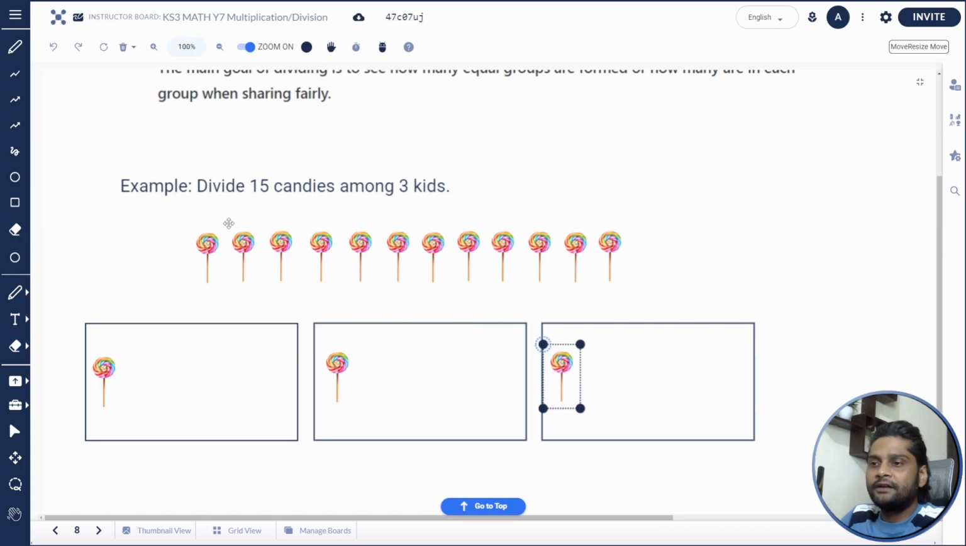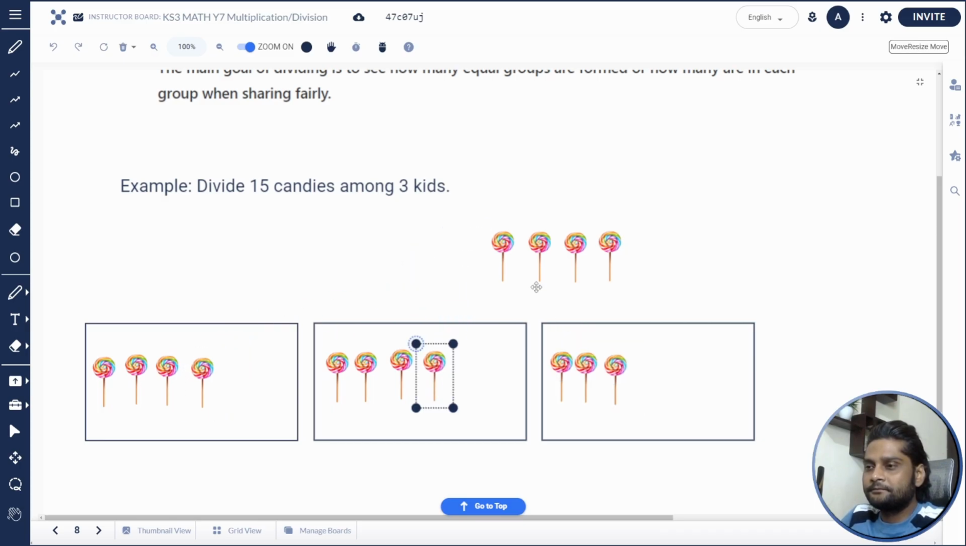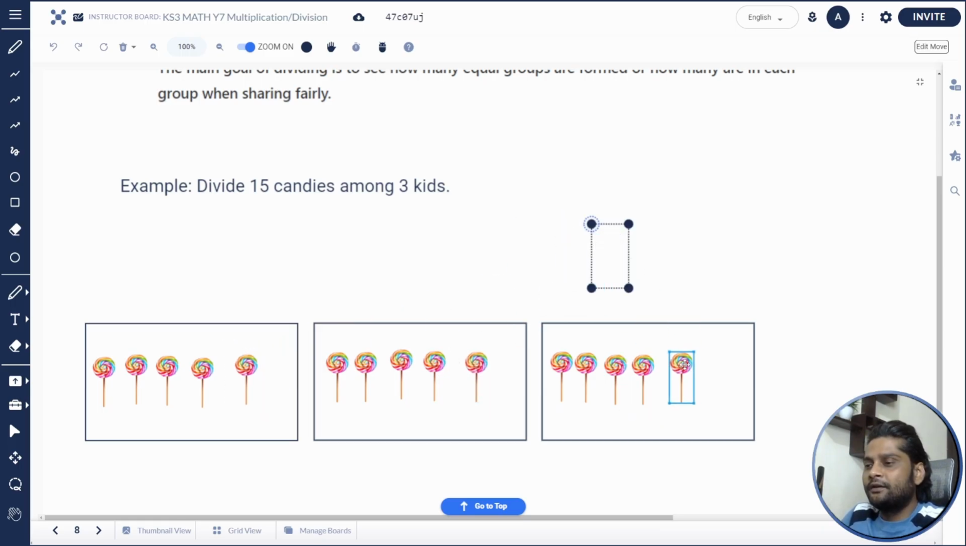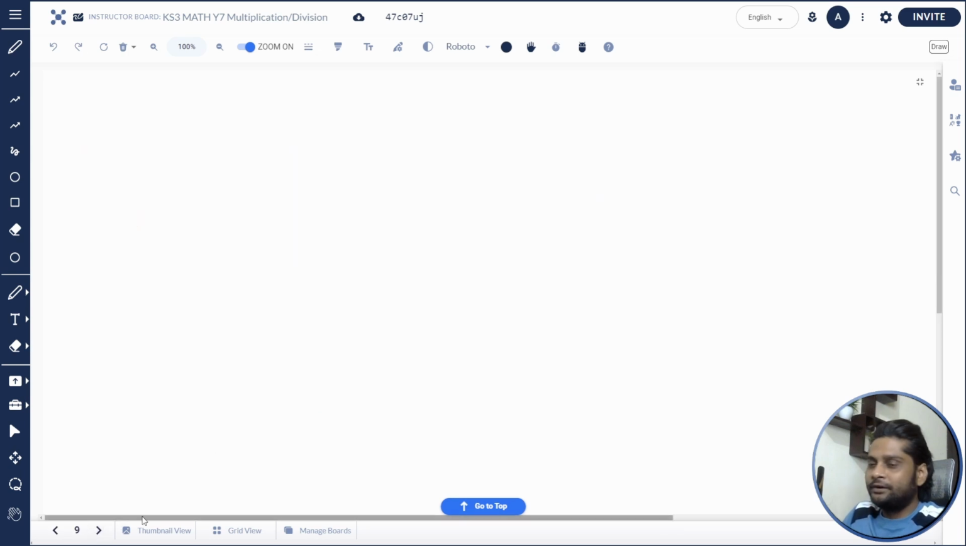Then after, a second candy to each of the kids. And we keep on repeating the process. Okay, so this is how you notice that we have distributed 5 candies to each of the kids. So each kid gets 5 candies. So this situation can be written as a kind of division, meaning 15 divided by 3 gives you 5.